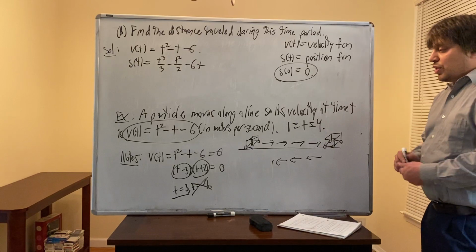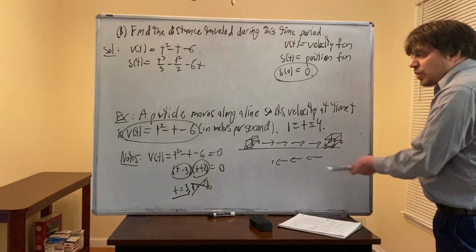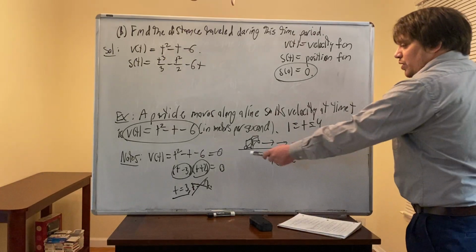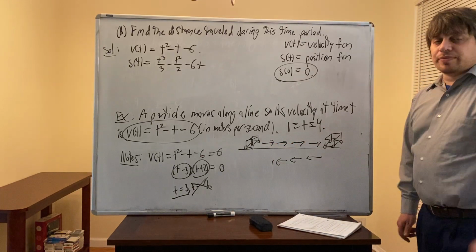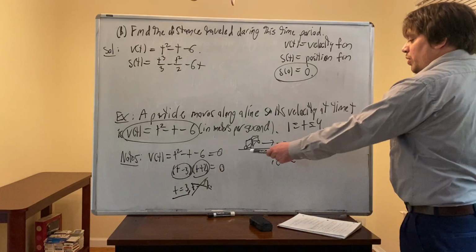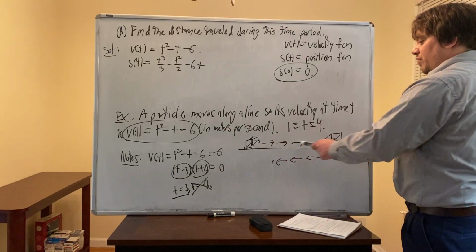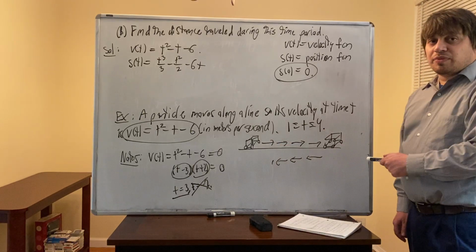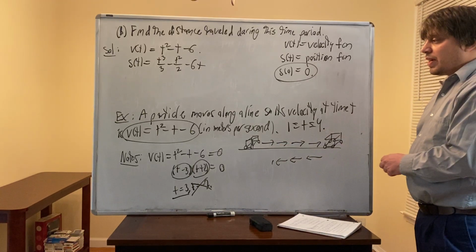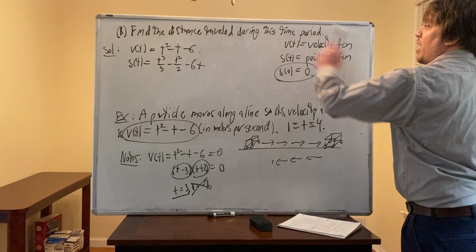Well, in order to start going in the opposite direction, you can't just go from forward direction to backwards direction without stopping. Before you can go backwards, you have to stop moving. Your velocity has to be 0. And we want to find the distance traveled during this time period.